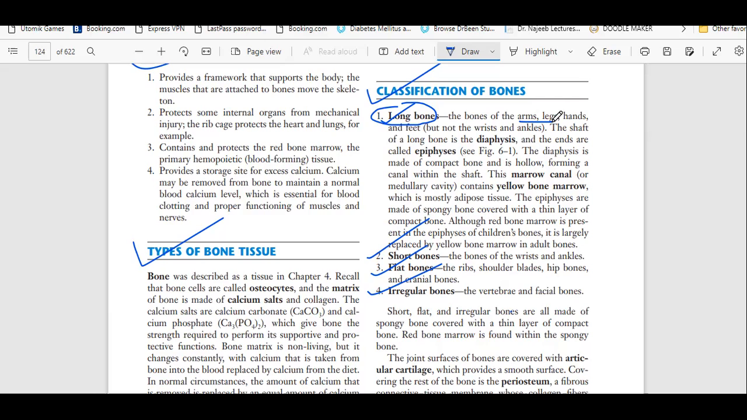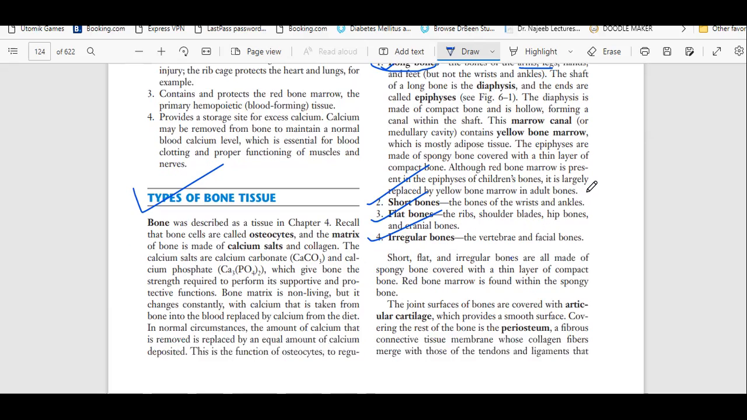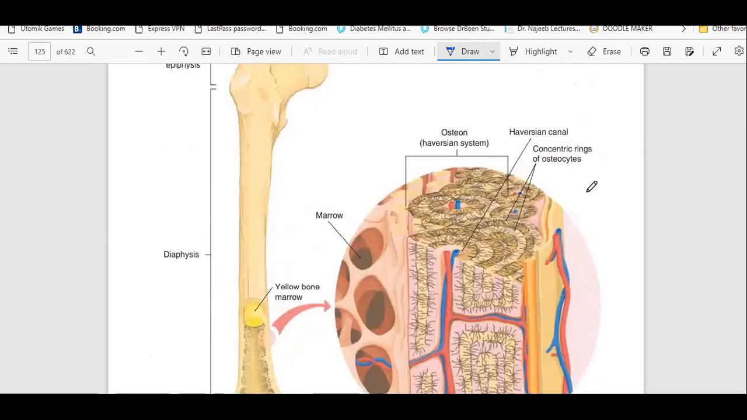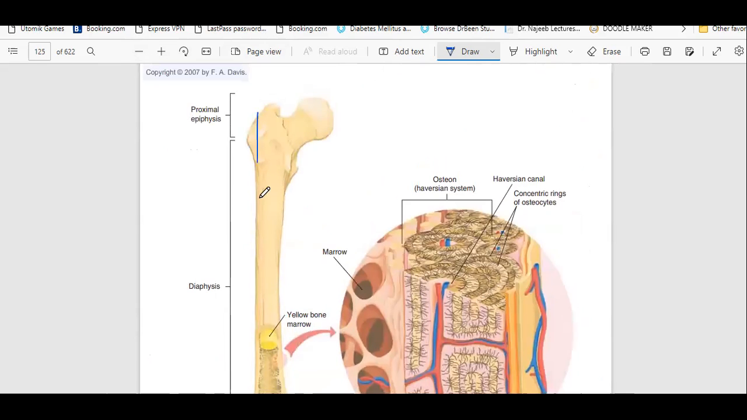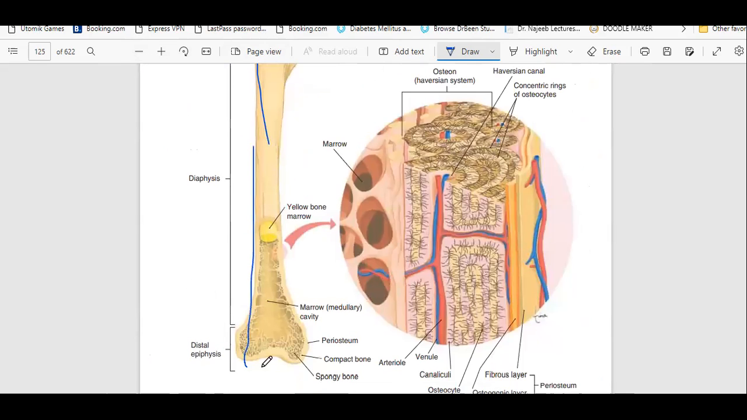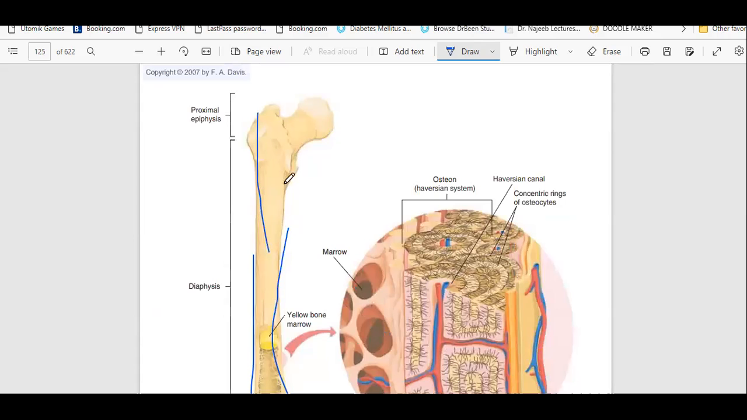You need to look at your body to understand. Long bones are in your limbs, upper limbs and lower limbs. Upper limbs mean the upper hands, lower limbs mean the lower legs. This is your long bone. Here you have the long bone. So basically this long bone has different parts with different names. You have to understand that first.